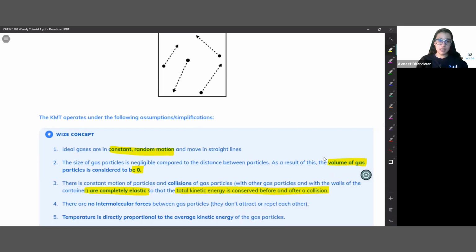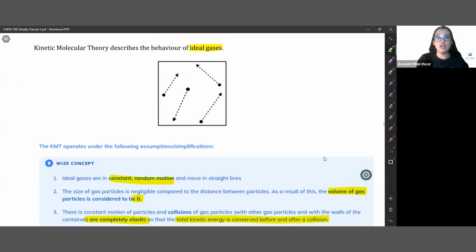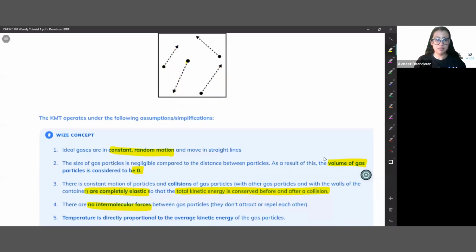The next assumption is that there are no intermolecular forces or attractions between gas particles. It's just a lot easier to not have to deal with those intermolecular attractions. And so that's why we're able to assume that this gas is just randomly bouncing around in there, and there are no attractions or repulsions between anything.